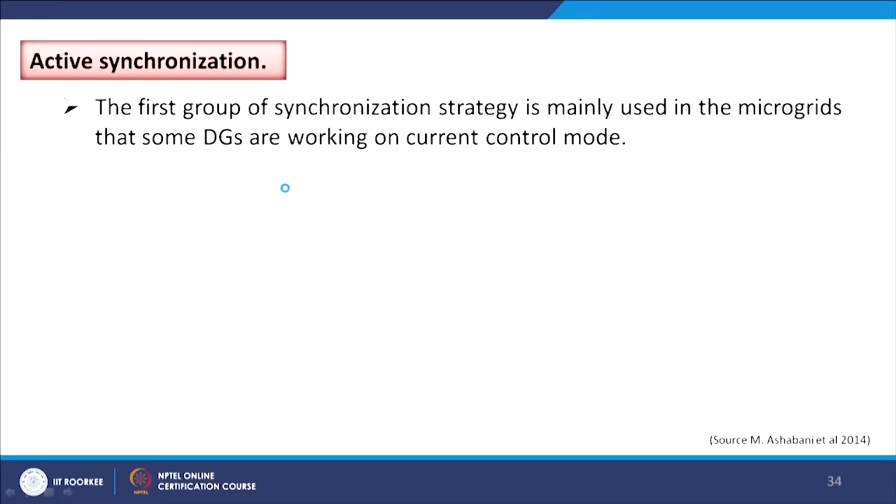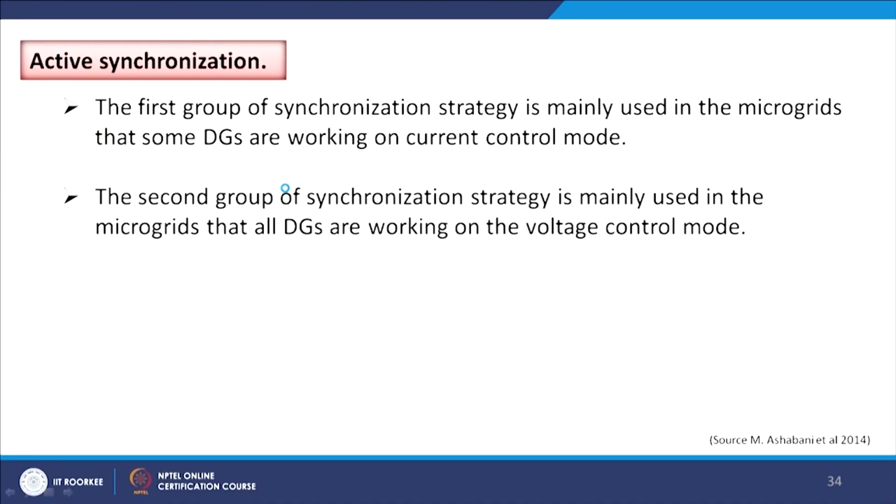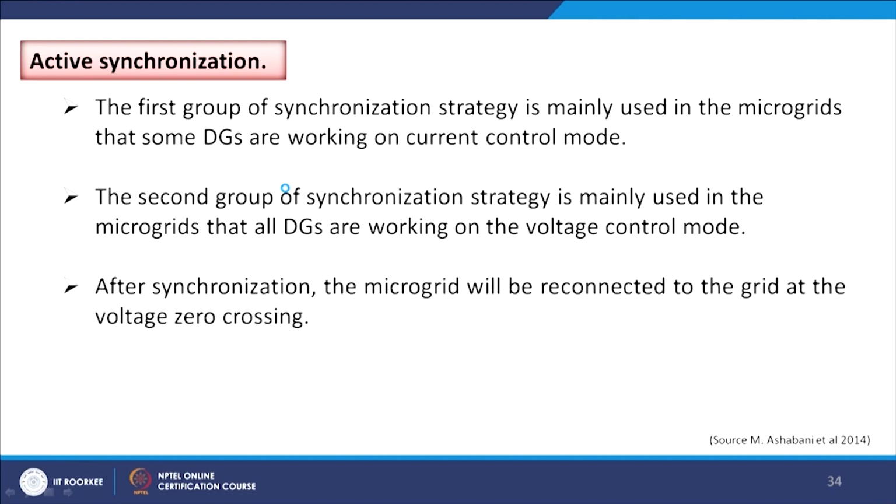The first group of synchronization strategy is mainly used in the microgrid where some distributed generators are working in current control mode. The second group of synchronization strategy is mainly used in the microgrid where all distributed generators are working in voltage control mode.